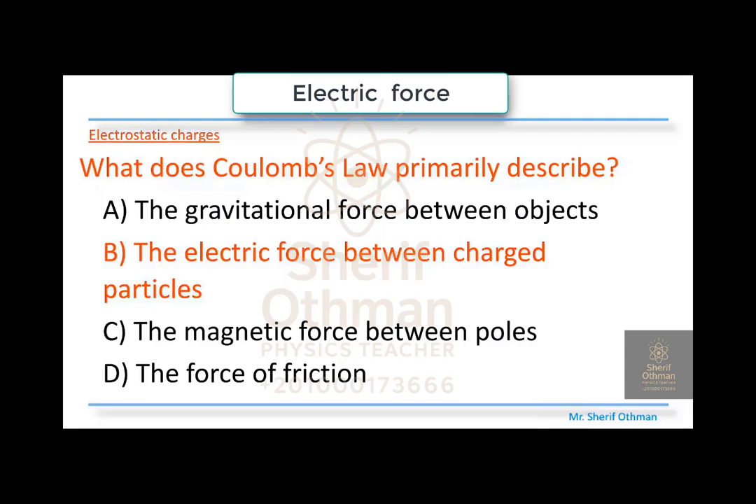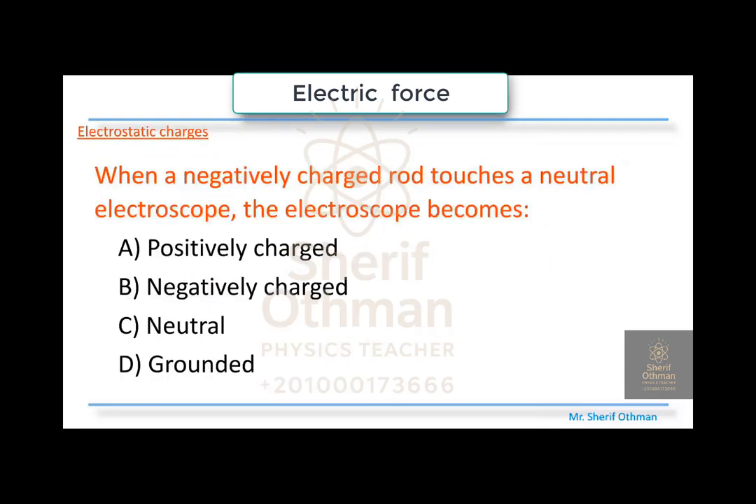The electric force between charged particles. When a negative charged rod touches a neutral electroscope, the electroscope becomes negatively charged. Well done.